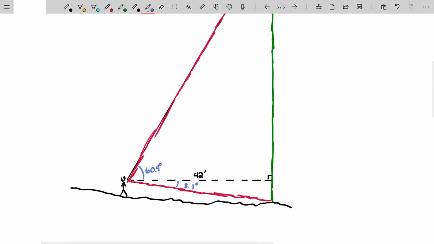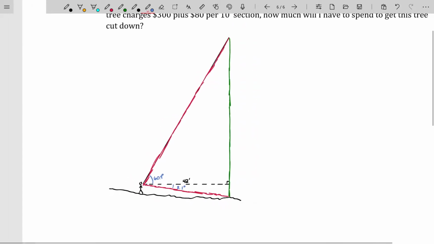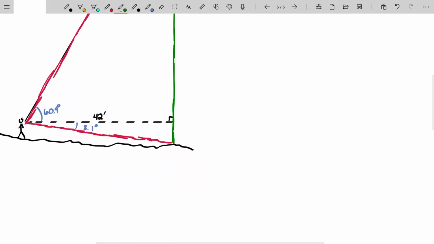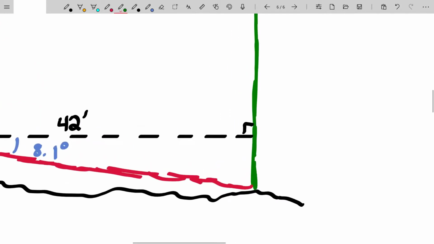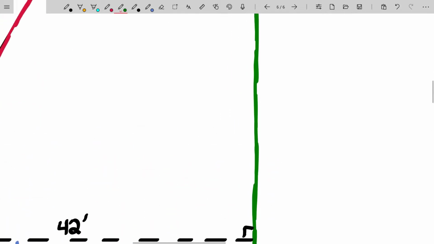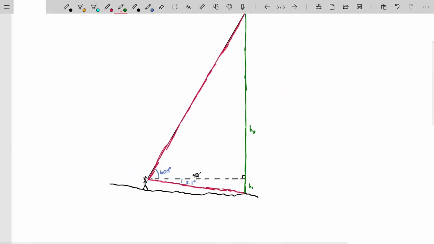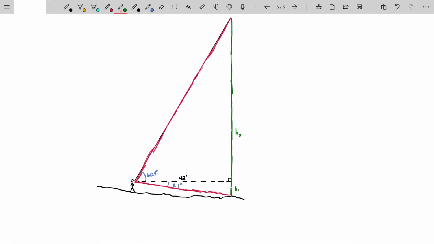And we want to know what is the height of the tree because, well, it's going to cost a lot if it's a really tall tree. So the question is, what is this total height? But I can break up the total height into two pieces, which I'm going to do. A first height and then this second height, because there are two triangles. Just like in the previous problem, we have two right triangles here.